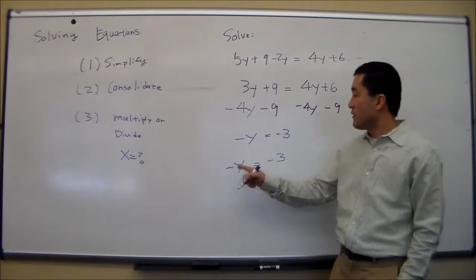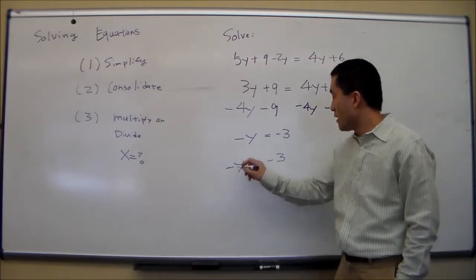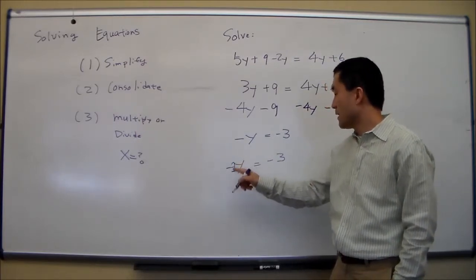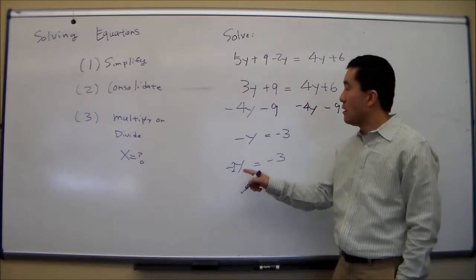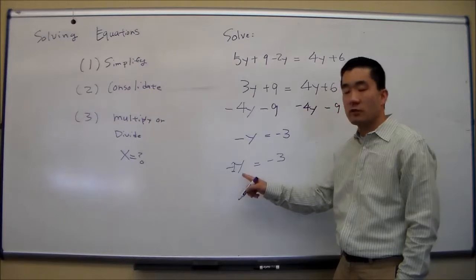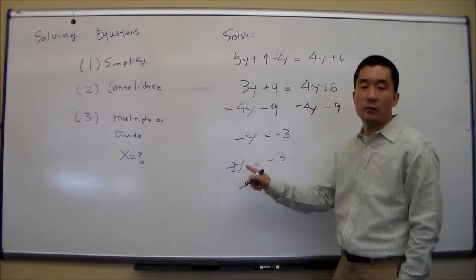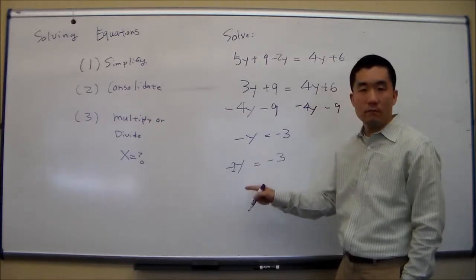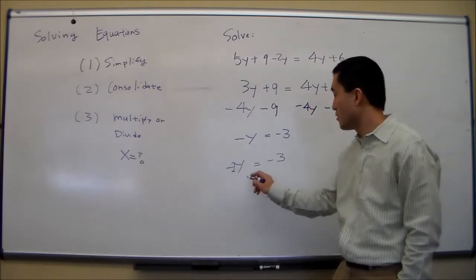So do you multiply or divide? Well, in this case, it's an invisible negative 1 here, and there's nothing between the two, so that means that's an implied multiplication. So how do you undo multiplication? Well, that's a division. So I'm going to divide.